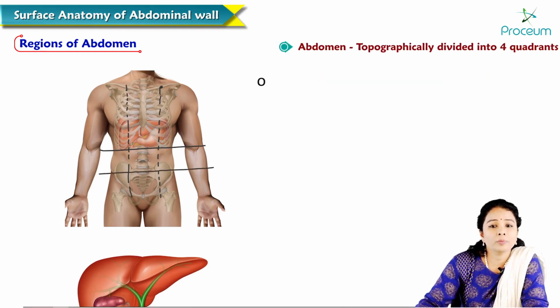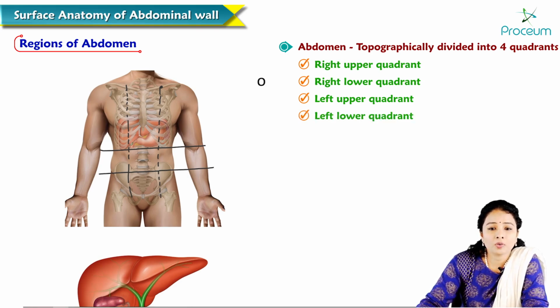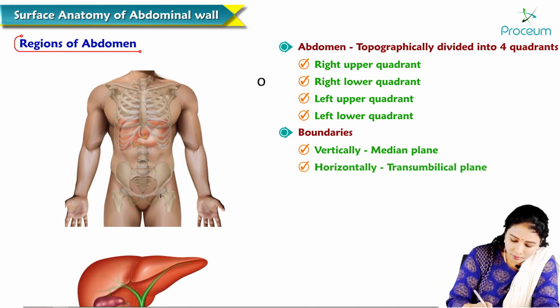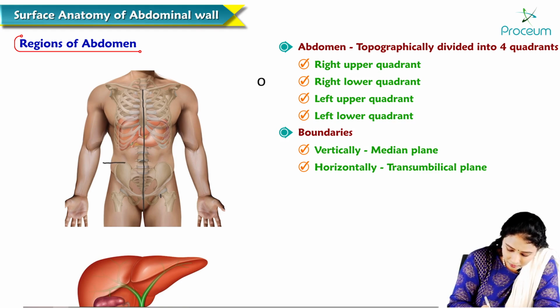The abdomen can also be topographically divided into 4 quadrants, namely the right upper quadrant, right lower quadrant, left upper quadrant and left lower quadrant. These quadrants are bounded vertically by the median plane and horizontally by the transumbilical plane. So we divide the abdomen into 4 quadrants by a vertical median plane running through the umbilicus and the transumbilical plane which runs between L3 and L4, dividing into right superior, right inferior, left superior and left inferior quadrants.